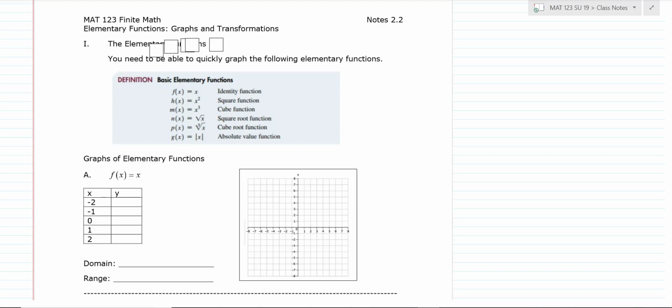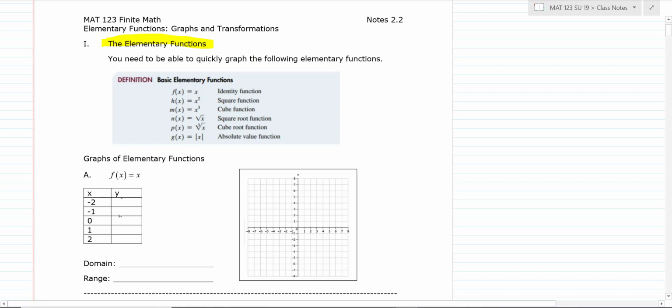So the first thing that we're going to be looking at in this section is we're going to be talking about what we mean by elementary functions. And these are just a group of functions that we're going to use a lot. And then we're going to learn how to do transformations on those.